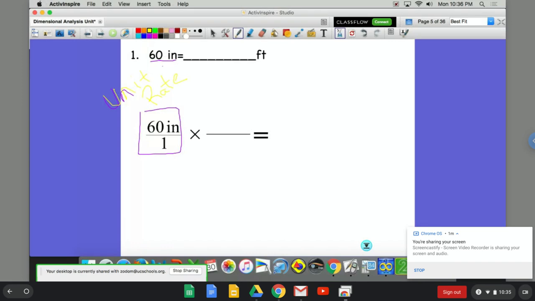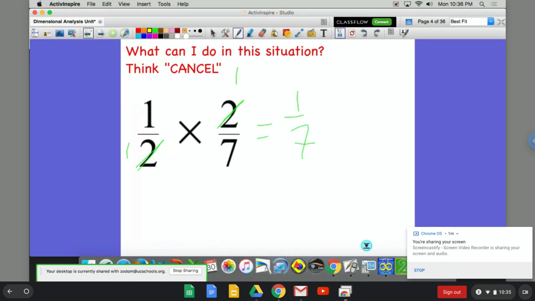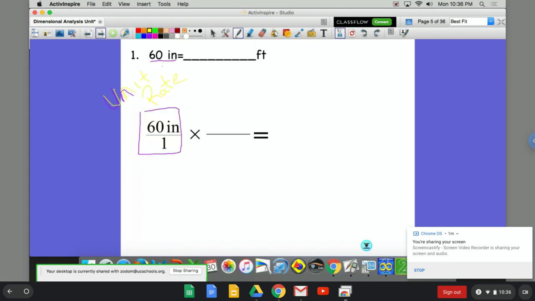So the point of this slide and canceling is because we need to cancel out our units. So if you remember, we are converting measurements. So we need to go from inches to feet. So we don't need inches anymore. So we've got to cancel it.